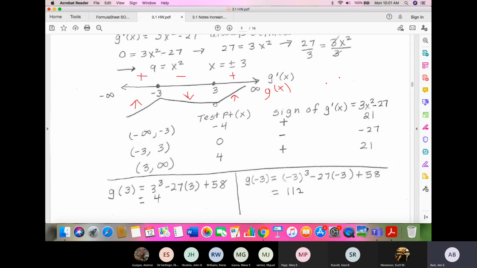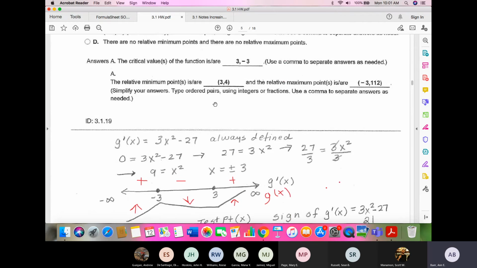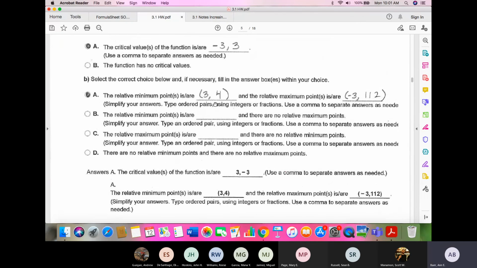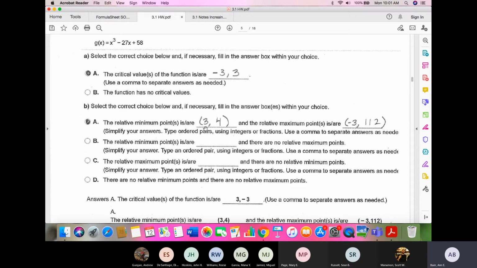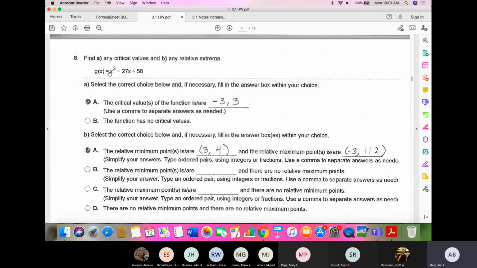So let's go back up here and see what we need to fill out. So we've got a relative minimum point at x equals 3. We have a relative maximum point at x equals -3. How do I get these y's that correspond? Go back and we take our x coordinates and we plug them back into the original function. You're going to see this a lot in this course. You want to always get your y values, you plug back into the original function. Any questions on this particular problem?